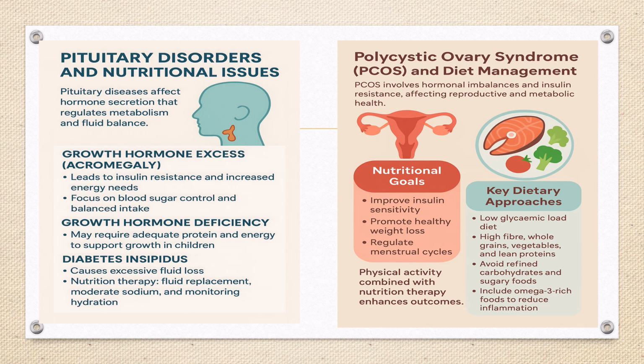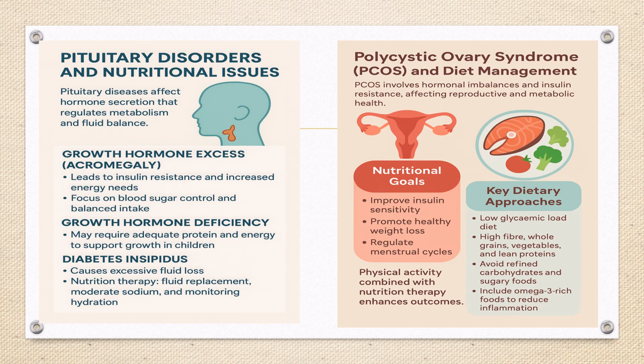balance. We have growth hormone excess, we have growth hormone deficiency, we also have diabetes insipidus. For growth hormone excess, this leads to insulin resistance and increased energy need. And there's need for us to focus on blood sugar control, and for growth hormone deficiency, we may need to ensure that there is adequate protein and energy to support growth, especially in children. And for diabetes insipidus, we need to ensure that there's fluid replacement, moderate sodium consumption, and also monitor hydration, because in this period there is excessive fluid loss.